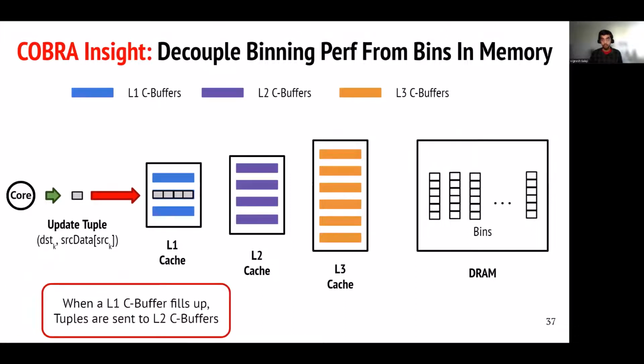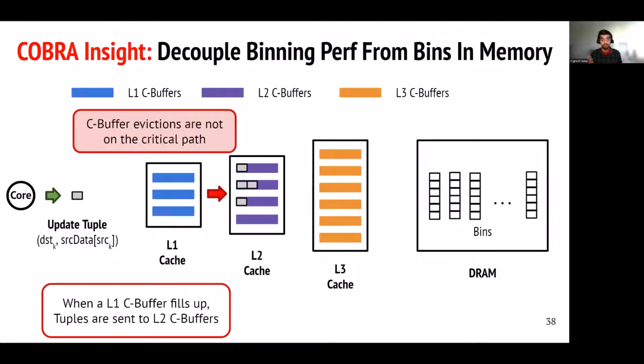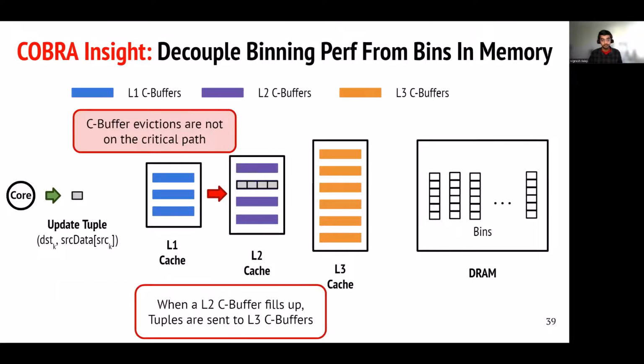So at some point when an L1 C buffer fills up, unlike in a vanilla propagation blocking execution where we directly flush the contents to an in-memory bin, in a Cobra execution, when an L1 C buffer fills up, we evict the contents into one of many L2 C buffers. And an important design detail is that these C buffer eviction operations are not on the critical path. Using very limited buffering between cache levels, we can ensure that these eviction operations are off the critical path.